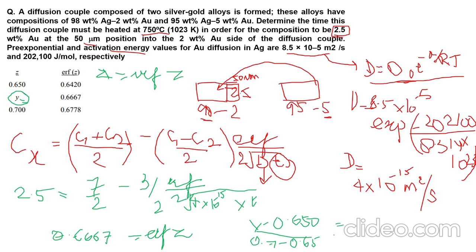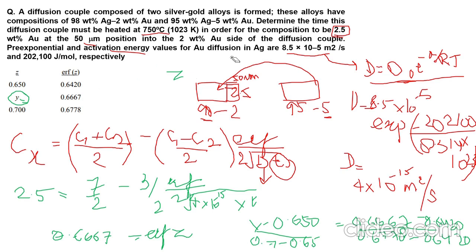that is equal to 0.6667 minus 0.6420, then we have divided by 0.6778 minus 0.6420, right? Then you can find the value of your y.